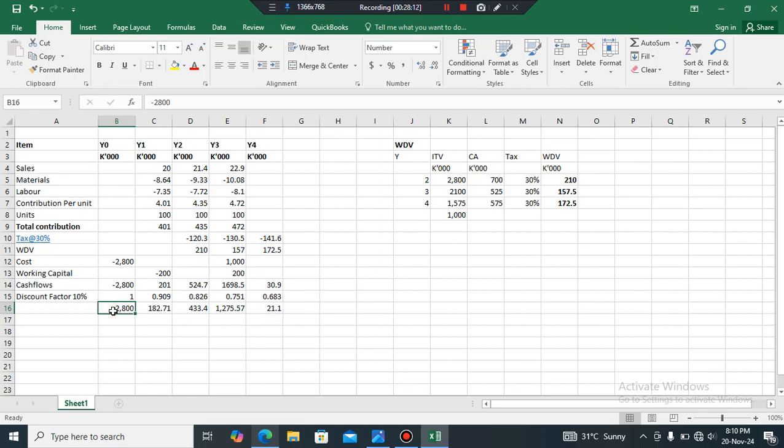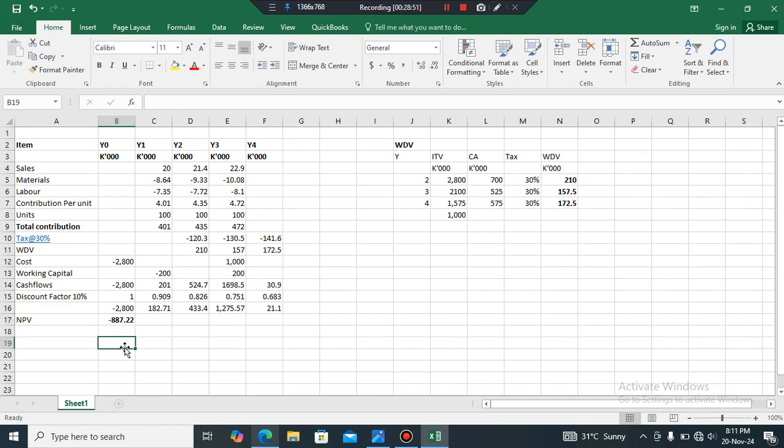Then we need to find the total for these and then deduct this. So we have 21.1 plus 1275.57, then plus 433.4 plus 182.71, right? Then we deduct the 2,800, it's giving us negative 887.22. Close brackets. And this is what's called the net present value. So now, what is the result? The result is that the net present value is negative.